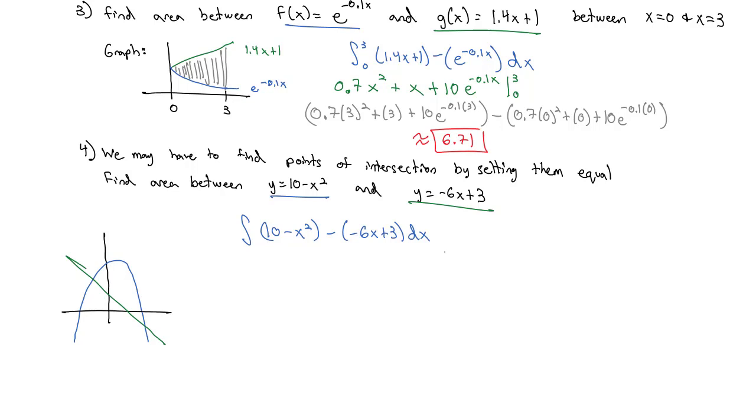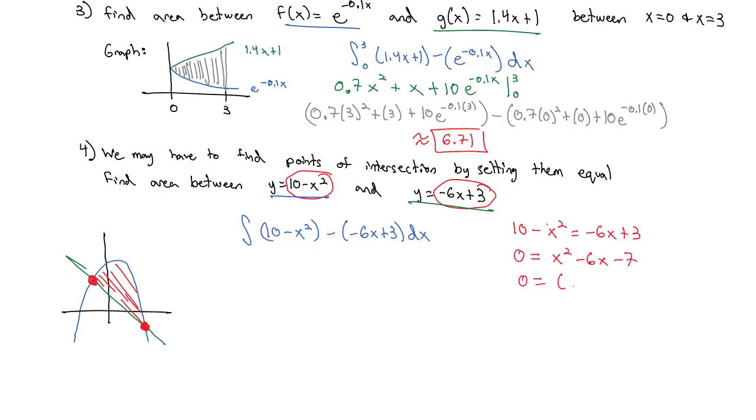But what we don't know is, if we want this area in between, we don't know what these intersecting points are, where our limits are going to start and stop. And the way we're going to find those is we're going to set our equations equal to each other. So we'll say 10 minus x squared is equal to negative 6x plus 3. Because there's an x squared, we know it has to be equal to 0 to solve it. So we'll add the x squared to both sides, and we'll subtract the 10.